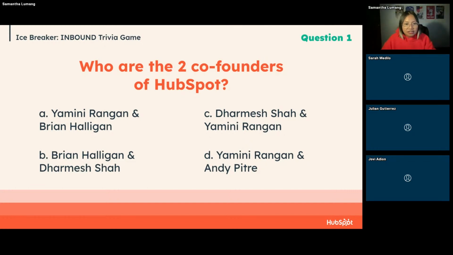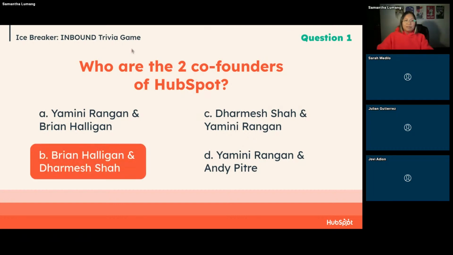So let's check the correct answer first. The correct answer is B, Brian Halligan. And the first person to answer letter B is Kimpi Tolentino. Okay, so Kimpi has got 1 point. We still have 5 questions to go. And right now, Kimpi is in the lead. All right. I took your point down. Okay, let's go to the next question.